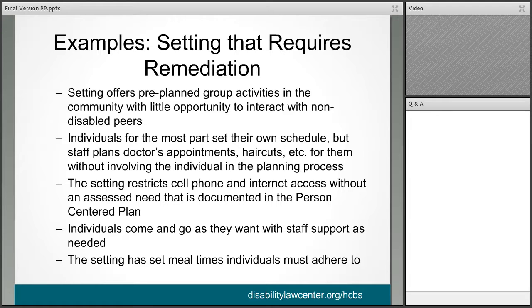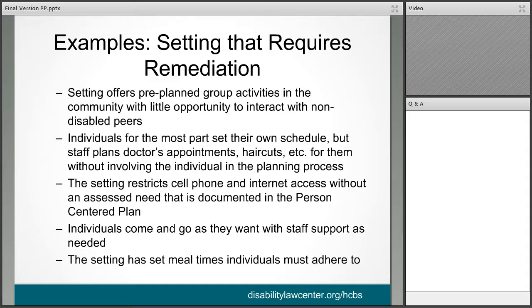And we think that the good news about this is that this example is actually drawn from a real life setting that we visited, that we were very impressed with how it functioned, and thought that it really ticked off all the requirements of the settings rule. And so we really thought that that was encouraging to see that that model is already at play and working in our community.